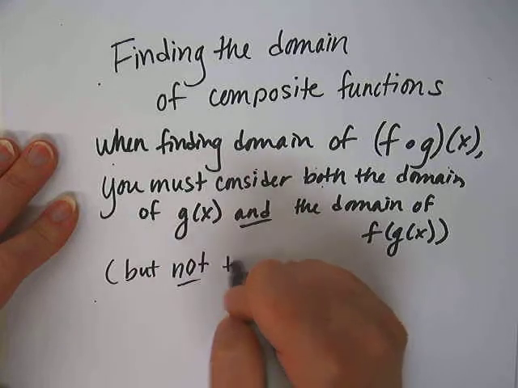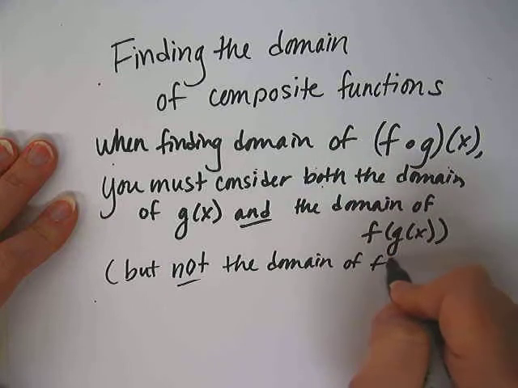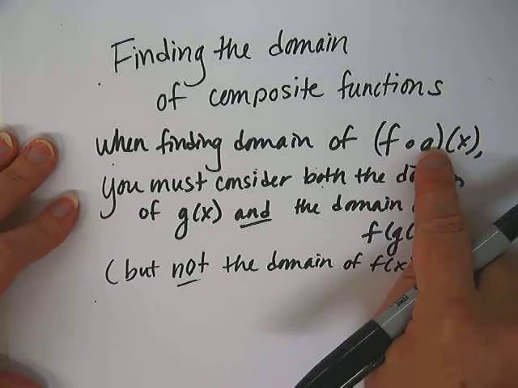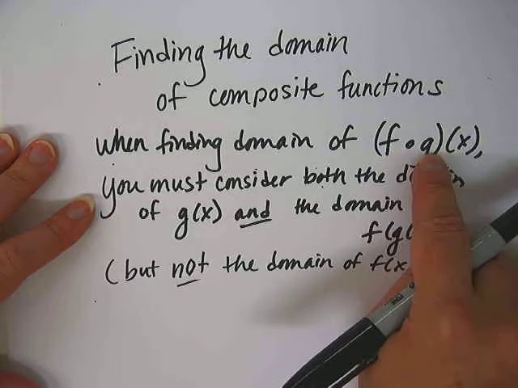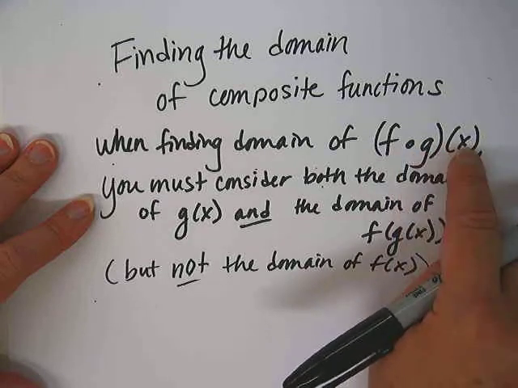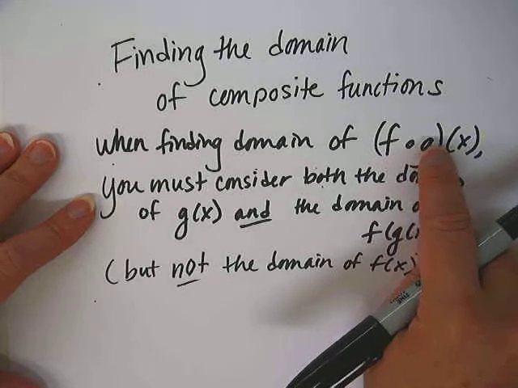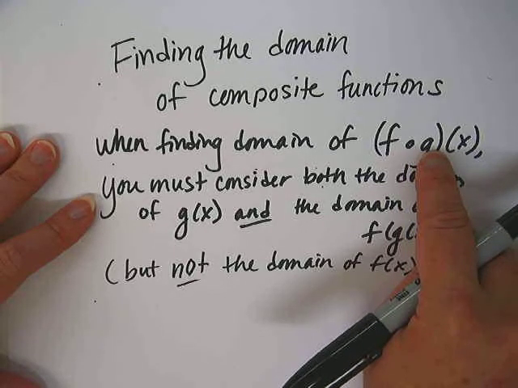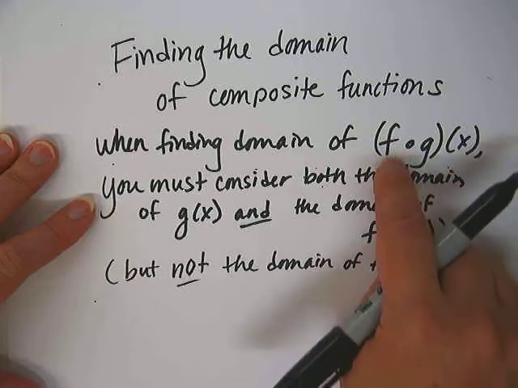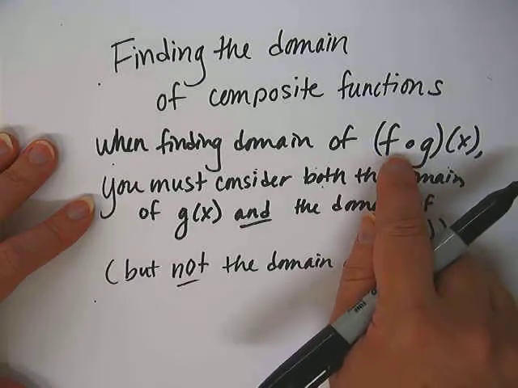but not the domain of F of X. Okay, since we have to plug into function G first in this situation, we can only plug in X values into function G that actually are part of that domain. We can't plug something into function G that won't exist in function G. Then, we also have to make sure that our final answer function has to be something that X can be plugged into, or it's also not going to be in the domain.